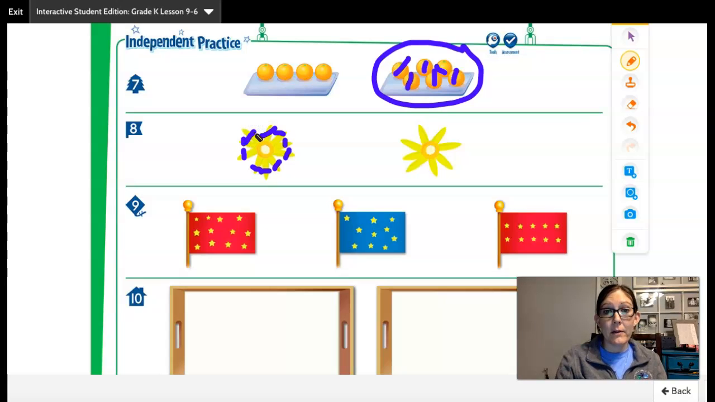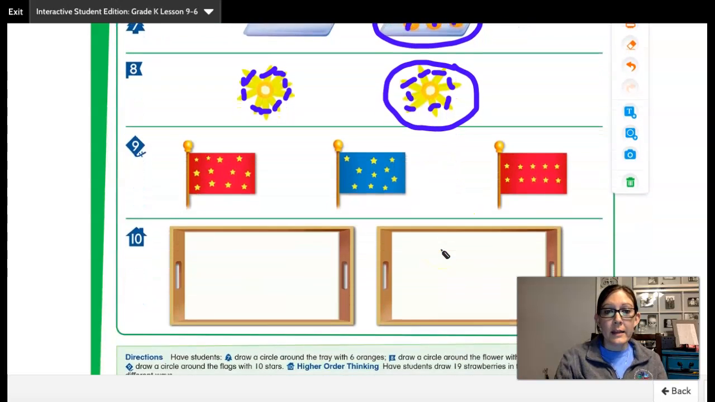Uh-oh, that flower had 10 petals. Let's count these. 1, 2, 3, 4, 5, 6, 7, 8. It's this one. That flower has 8 petals. All right, let's take a look at number 9 kite.